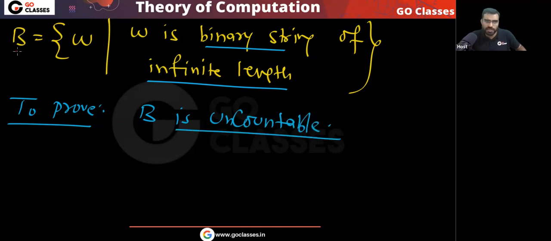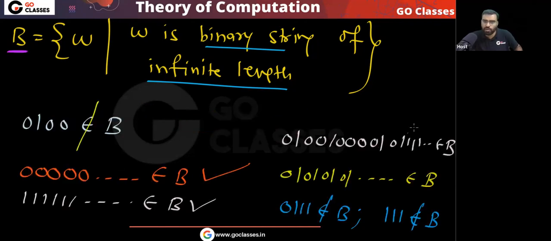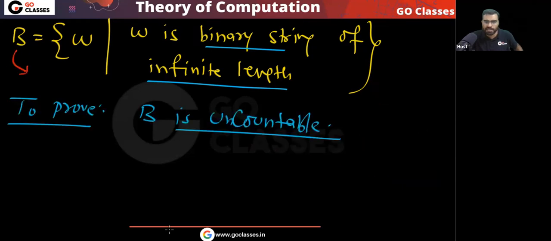First of all, tell me, is this B infinite? Yes, of course. You can create any number of strings. You can keep creating the strings. So yes, B is infinite. This is an infinite set. We need to prove that this is uncountable.